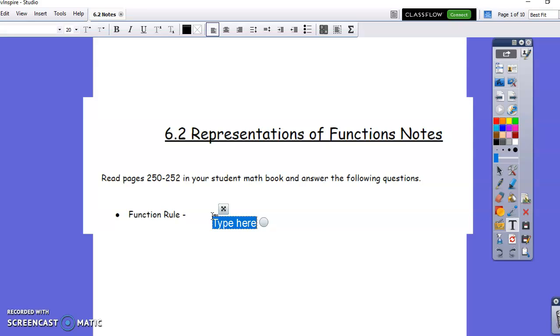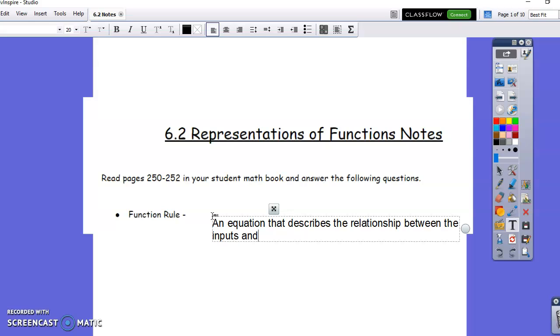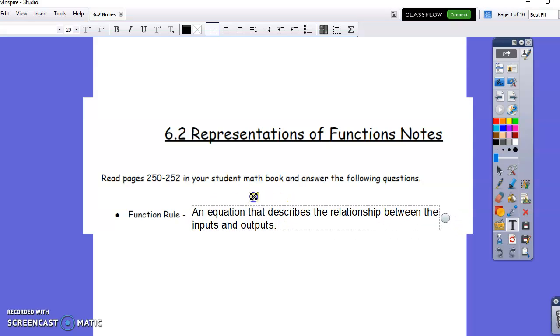A function rule is just an equation that describes the relationship between the inputs, and remember that's an independent variable, and the outputs, which is your dependent variable. Okay, so that is what a function rule is, an equation that describes the relationships between the inputs and the outputs.